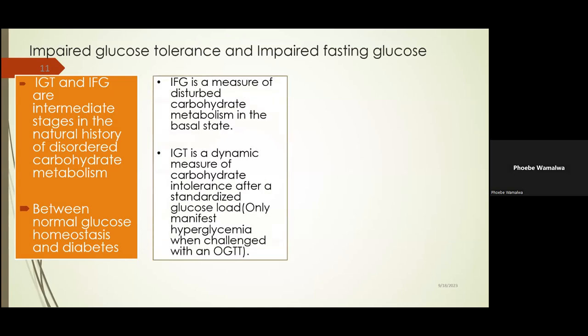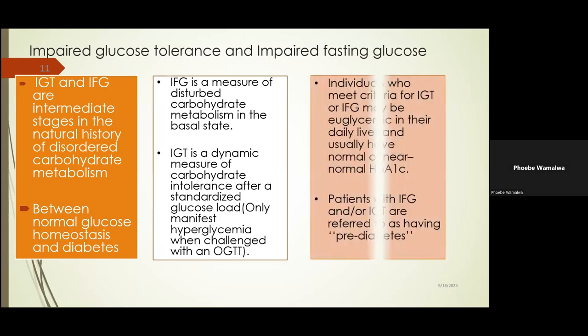Impaired fasting glucose is a measure of disturbed carbohydrate metabolism in the basal state. So whenever you take a fasting glucose and you find that it's impaired, meaning that the sugars are between 5.6 and 7, then you call that impaired fasting glucose. And impaired glucose tolerance is a dynamic measure of carbohydrate intolerance after a glucose load, where you give your 75 grams of anhydrous glucose and you find that the levels are not more than 11.1, but they are more than 7.8, then you can make a diagnosis of impaired glucose tolerance.